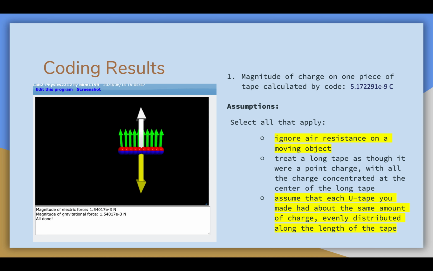All the assumptions I made in order to complete this lab were that I ignored air resistance on the moving object, and I assumed that each U-tape had about the same charge and was evenly distributed along the tape, so we could work with N.